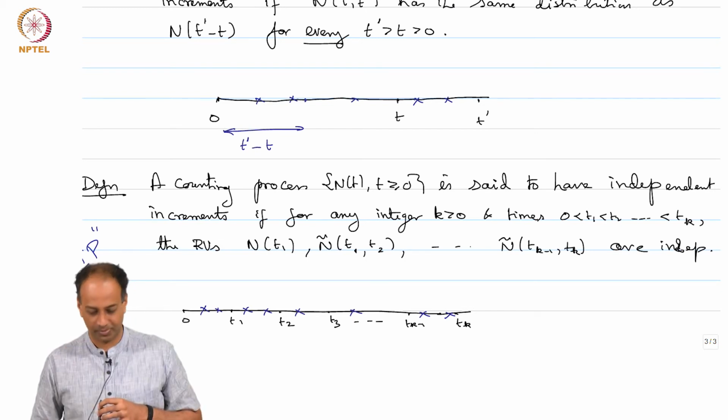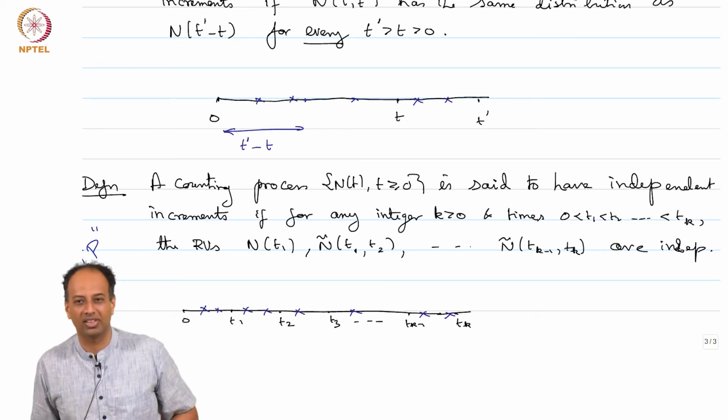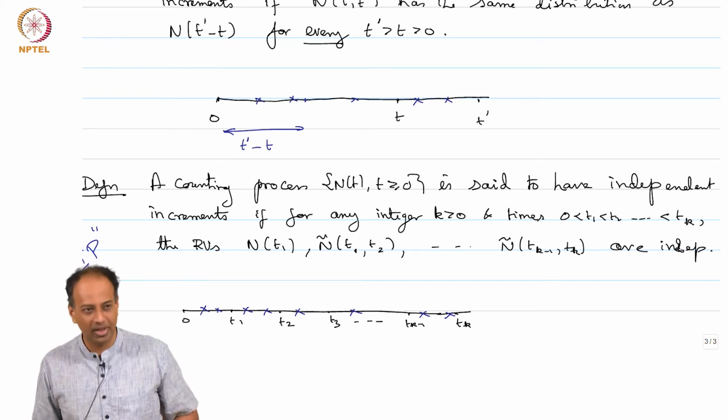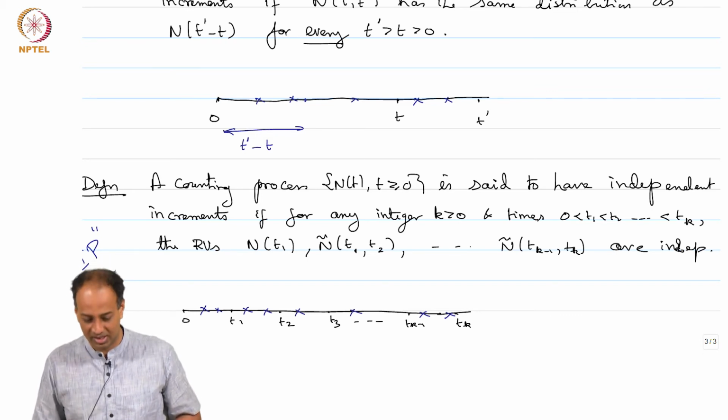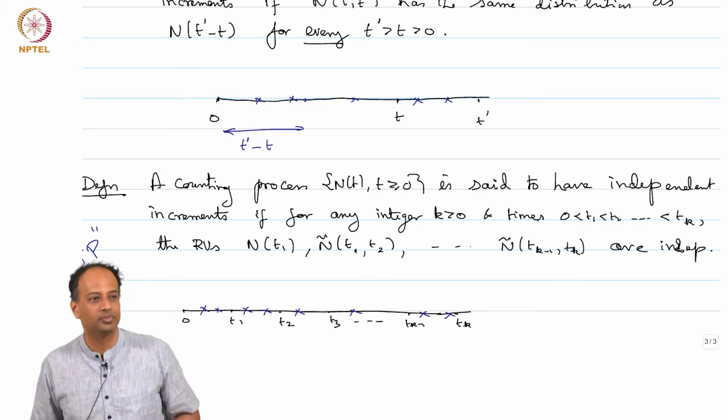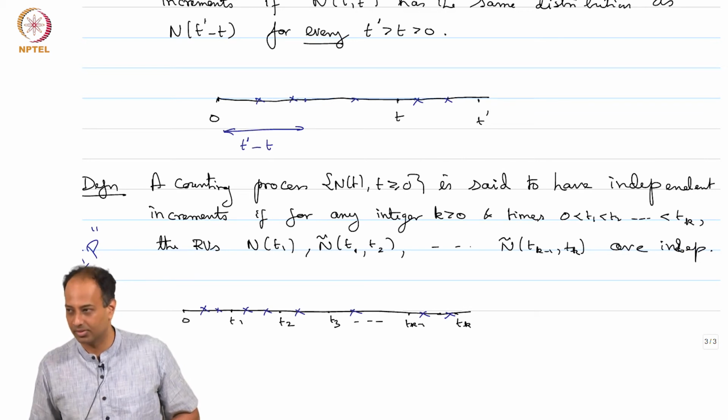Okay. So, we have just defined two properties: one is the stationary increment property, one is the independent increment property. It is of course not at all the case that a counting process should have either of these. It could have one and not the other, or neither. Now, what we are going to say next is that the Poisson process has both properties. The Poisson process has stationary increments and independent increments.